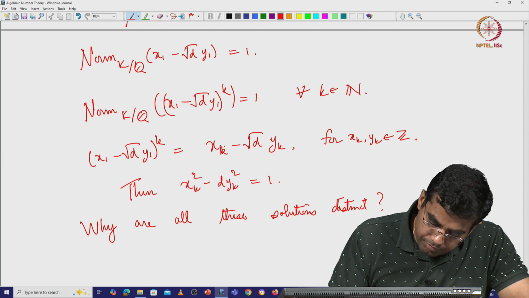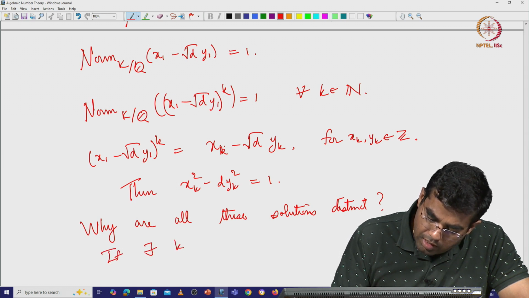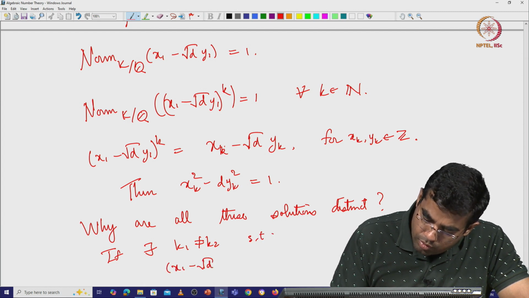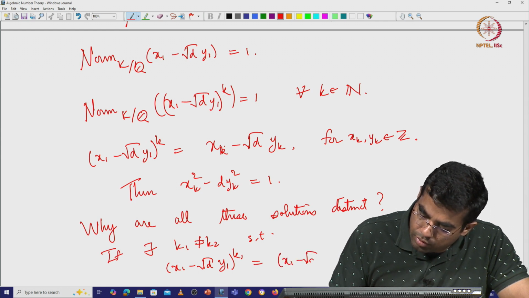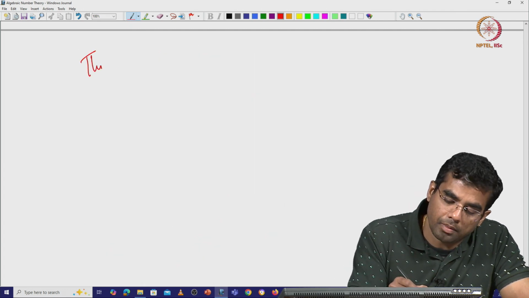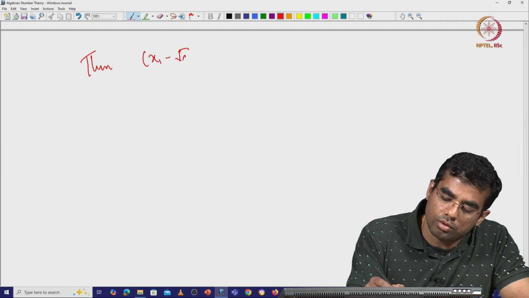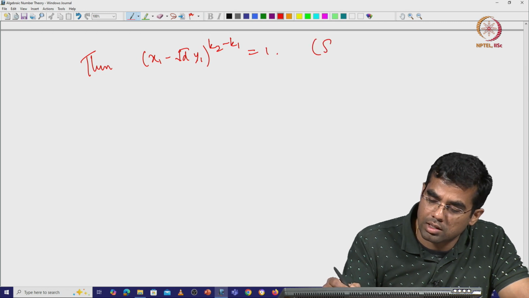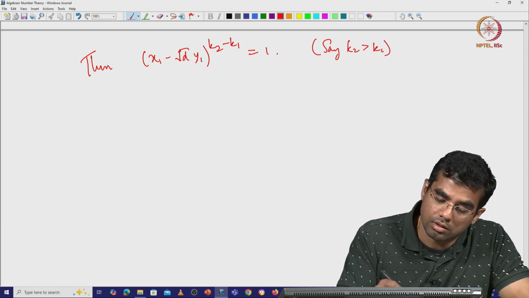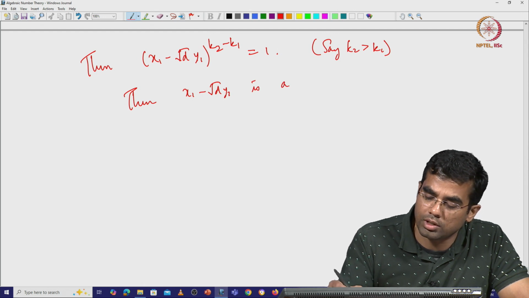Well, if not, if there exists k1 not equal to k2 such that (x1 minus square root of d y1) to the k1 is equal to (x1 minus square root of d y1) to the k2, then (x1 minus square root of d y1) to the k2 minus k1 is equal to 1. Say k2 is bigger than k1 for sake of notation, then x1 minus square root of d y1 is a root of unity.